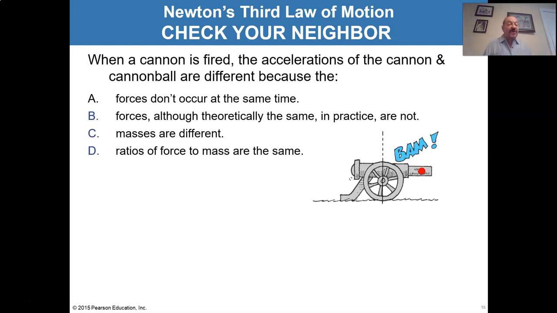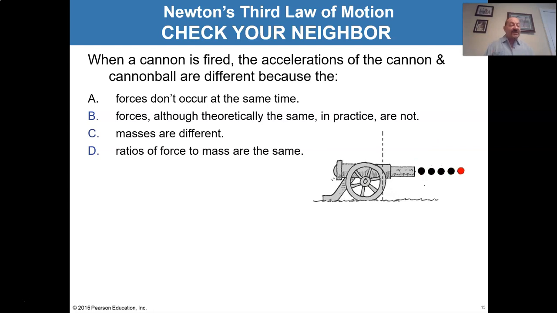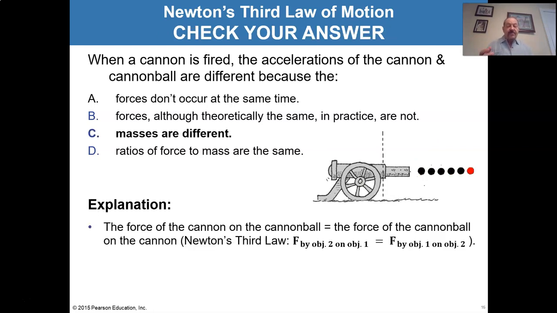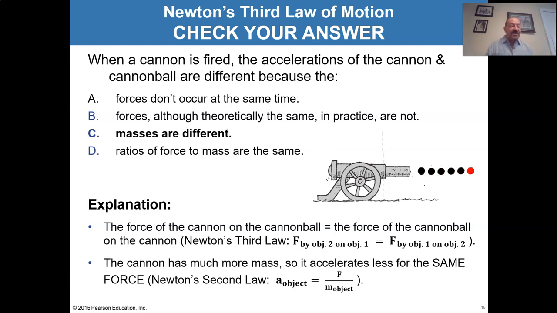It is more sluggish to the same amount of force, and therefore will accelerate less. In fact, when you make cannons, you make them purposely really big and heavy so they don't recoil that much. They will recoil. You never want to stand behind a cannon when it's being shot off. It'll spring back. But the cannonball gets much more acceleration forward as it's being shot out. And that's Newton's third law combined with Newton's second law.